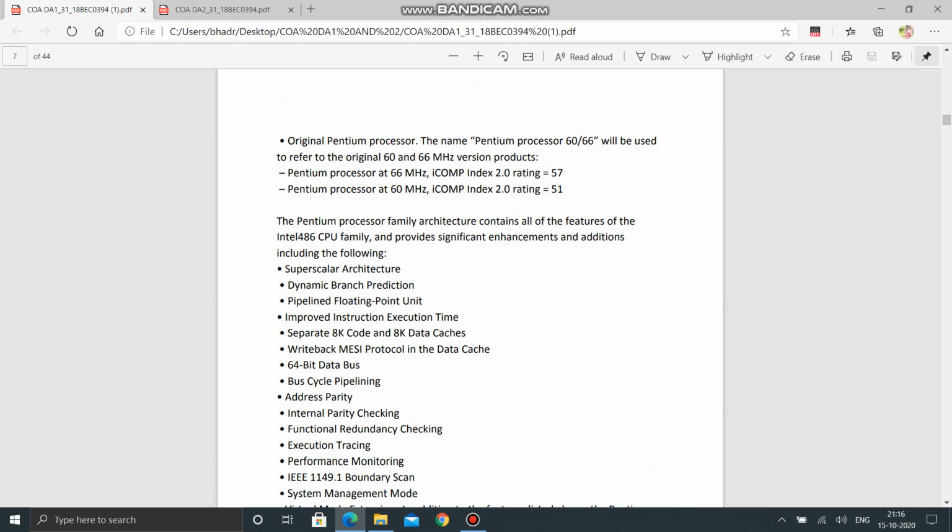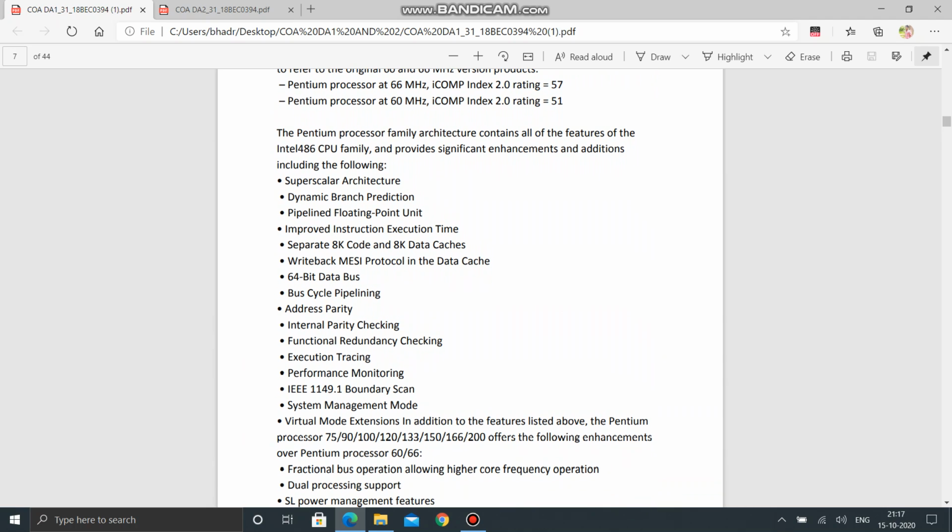The Pentium processor family architecture contains all of the features of the Intel 486 CPU family and provides significant enhancements, including the following architectures: superscalar architecture, dynamic branch prediction, pipelined floating point unit, improved instruction execution time, separate 8K code and 8K data caches, write back, MESI cache protocol in the data cache, 64-bit data bus, bus cycle pipelining, address parity, internal parity checking, functional redundancy checking, execution tracing, performance monitoring, and IEEE 1149.1 boundary scan.